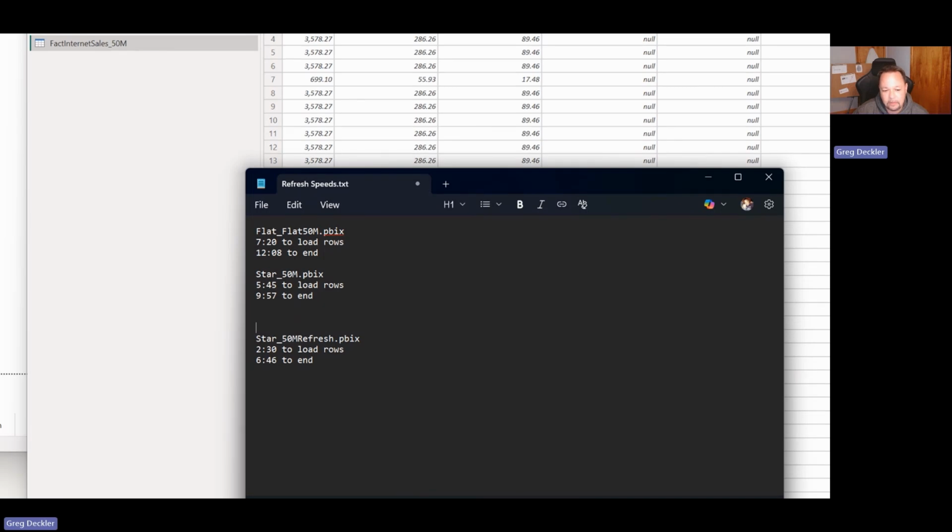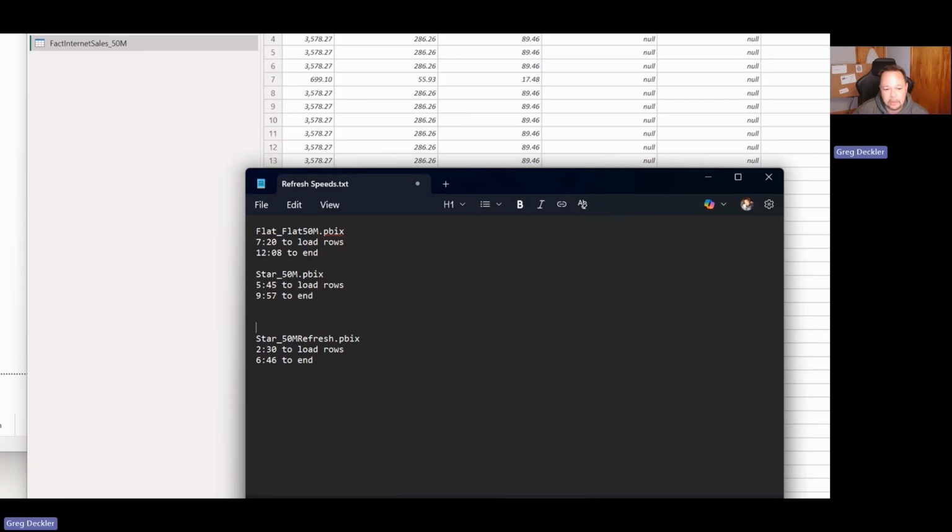Now, the interesting thing I found in this, though, is that the overall time is really mostly in loading the rows, right? Not in the overall processing of creating the indexes and creating the data dictionaries and all of that stuff, that post-processing after everything's loaded, right? In the case of the flat table, it's just under 5 minutes, right? In the star schema, 50 million, you're talking about like 4 minutes. It's over 4 minutes, right? And in the star, 50 million refresh, again, it's over 4 minutes. So that's not where the primary difference is from.